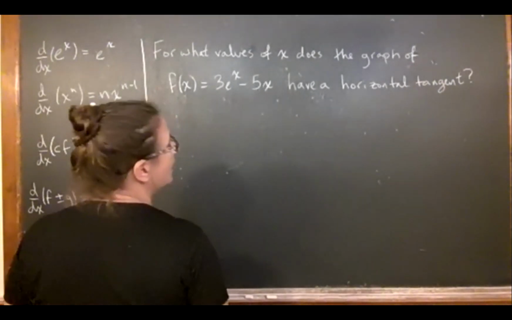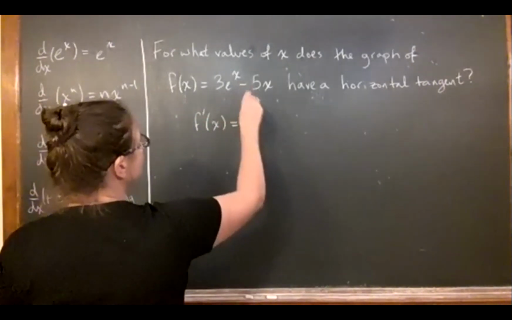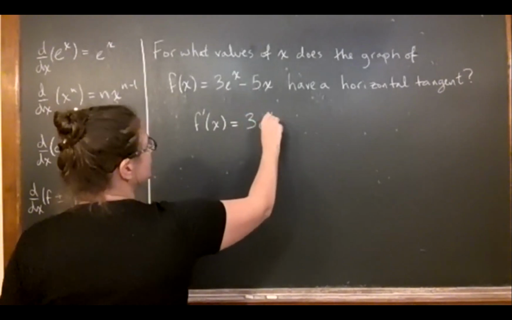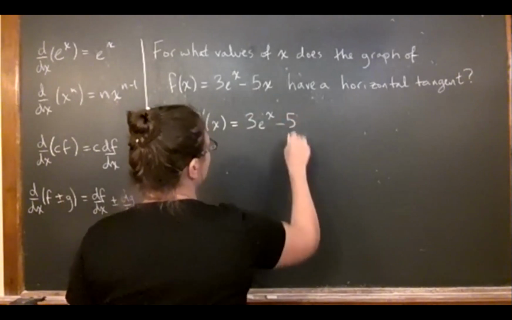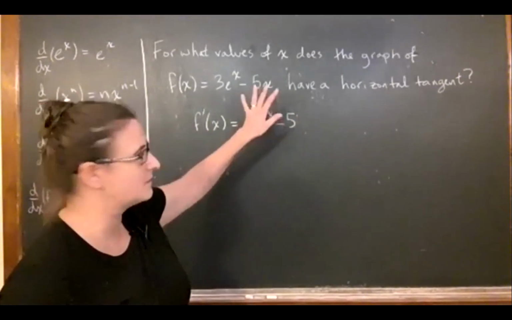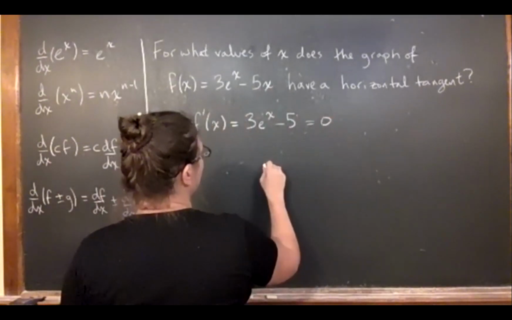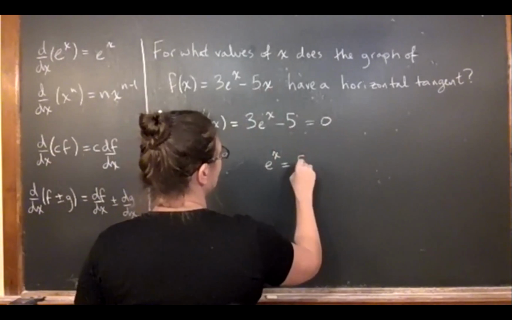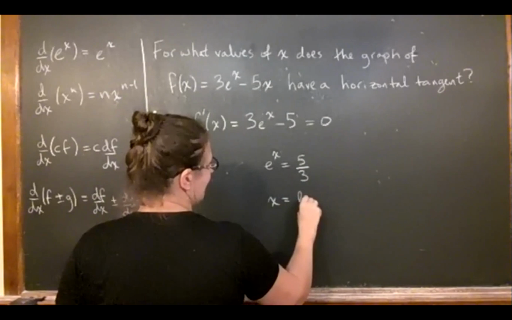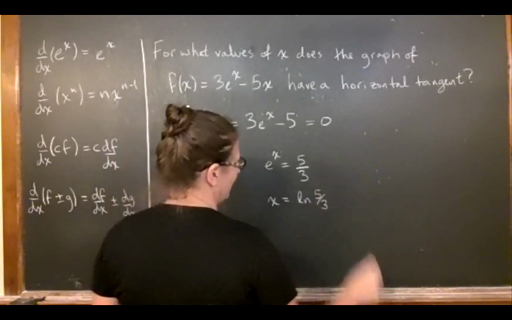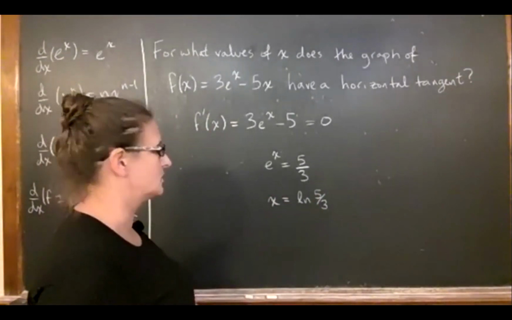Okay? So f prime of x, derivative of e to the x is e to the x. Derivative of 5x is just 5, rather minus 5, right? Minus 5x, so it's minus 5 because derivative of x is 1. There we are, and we set this equal to 0. And I solve, right? E to the x equals 5/3. Take the natural log of both sides, gives me x is natural log of 5/3. And that's the answer. That's the value of x at which this graph has a horizontal tangent.